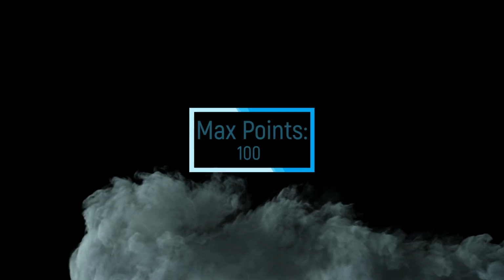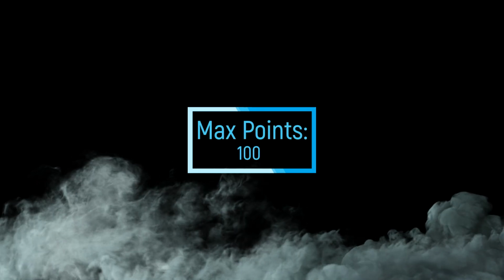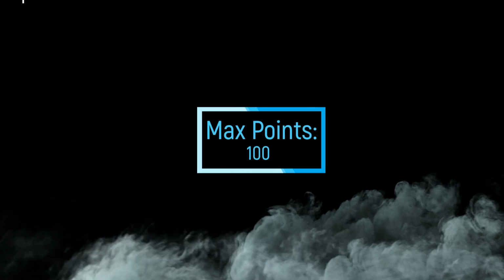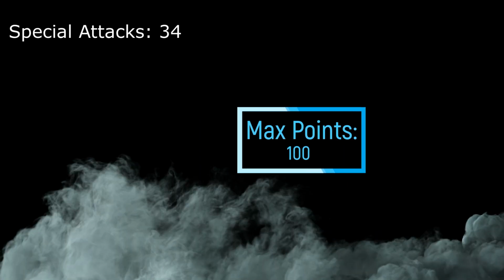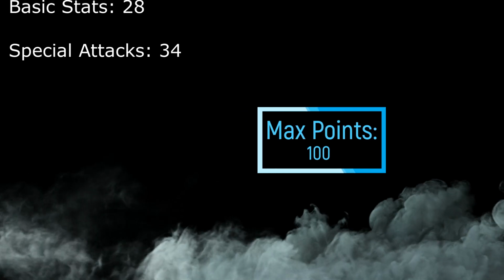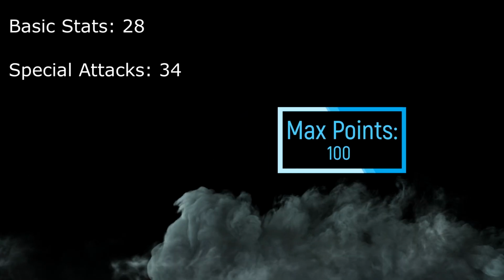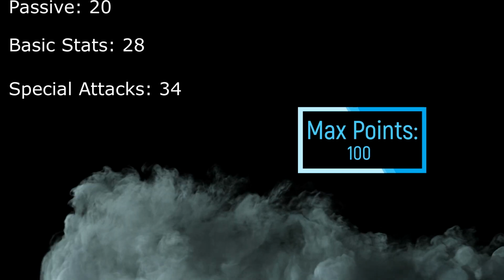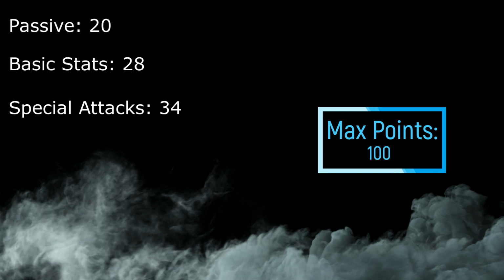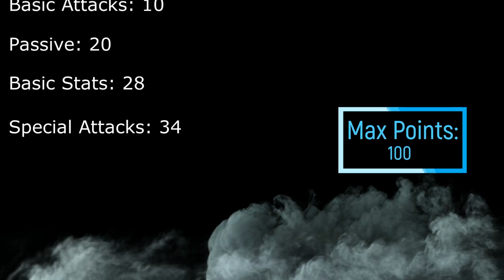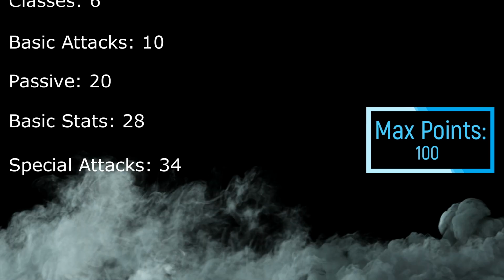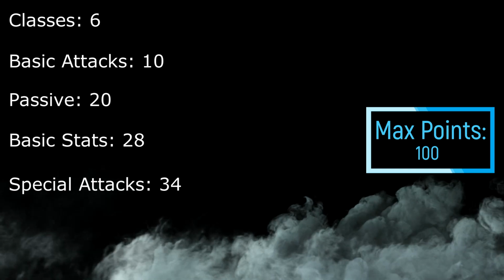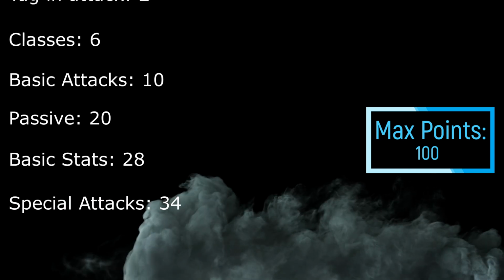First of all, I'm giving 100 possible points, which are distributed in certain subgroups. The first one is special attack, where the characters can get up to 34 points. The next one is the basic stats of the character, which can give up to 28 points. Passive is next, the most subjective factor, because it's really hard to evaluate objectively the passive of a character. That is why I decided to give up to 20 points there. The next one is the basic attack speed and the ability to chain your basic attacks, which gives up to 10 points. Classes follows with 6 points.